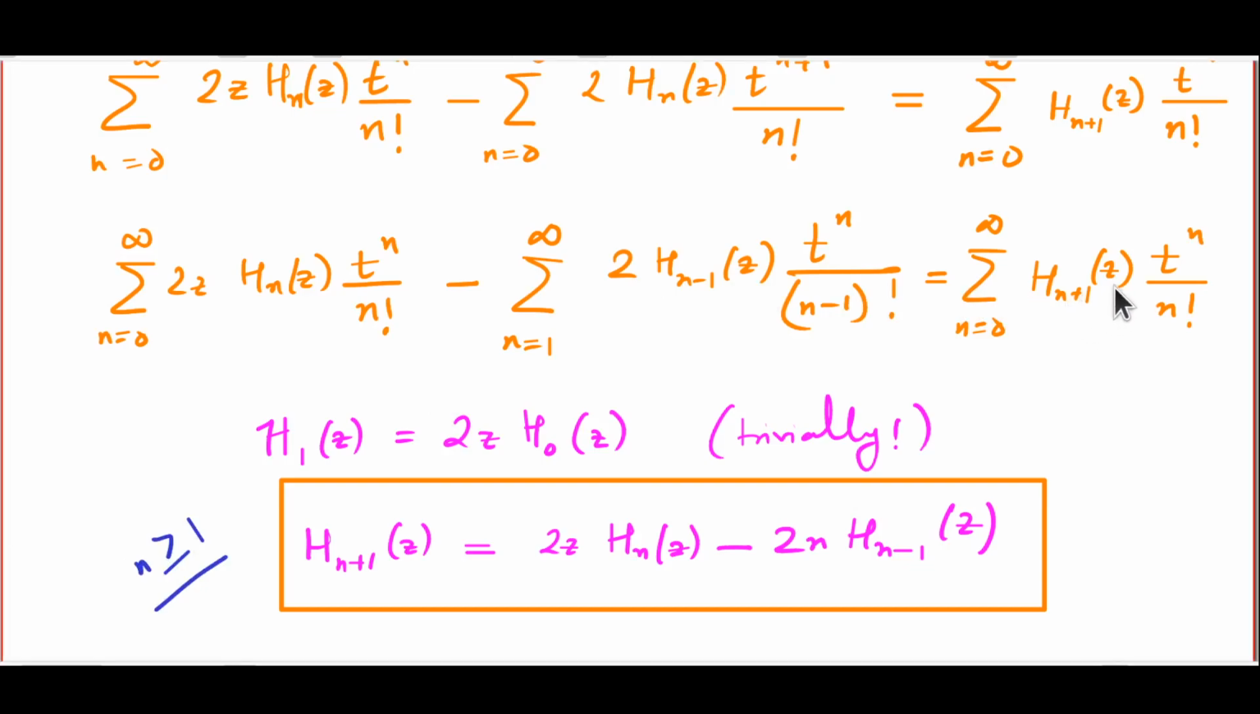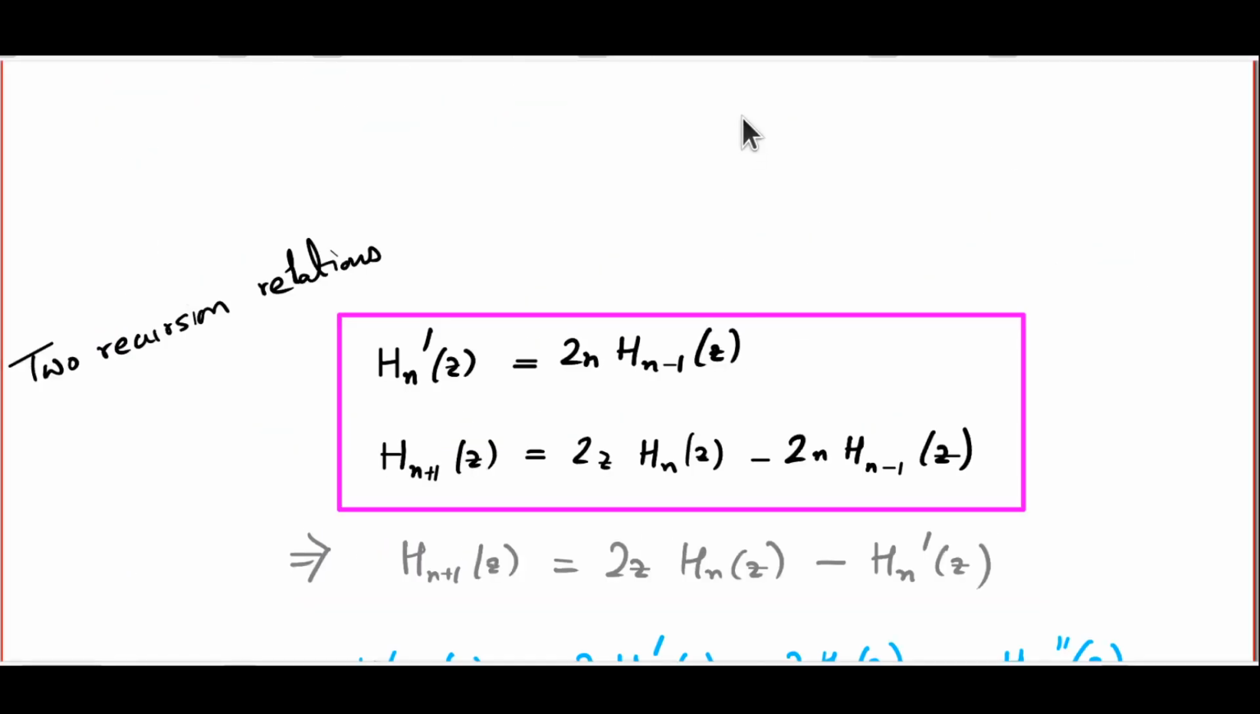That's h_{n+1}(z), the coefficient on this side, is 2z h_n(z), this coefficient, minus 2n h_{n-1}(z). Of course, the n comes in because of the cancellation between the n factorial and the n minus 1 factorial. So this is another recursion relation that I get starting from the generating function, but this time differentiating with respect to the other variable. So by using the generating function, we have managed to find out these two recursion relations.